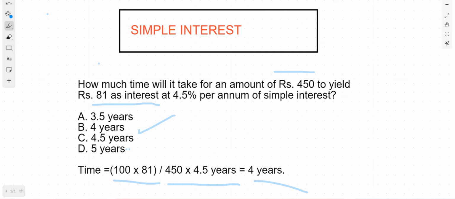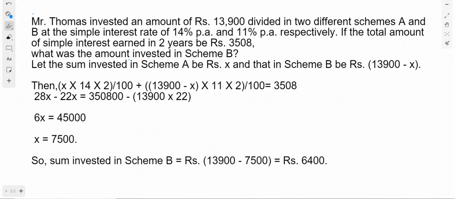So let's move on to part 2 questions. Mr. Thomas invested an amount of rupees 13,900 divided in two different schemes A and B at the simple interest rate of 14% per annum and 11% per annum respectively. If the total amount of simple interest earned in 2 years be rupees 3,508, what was the amount invested in scheme B?